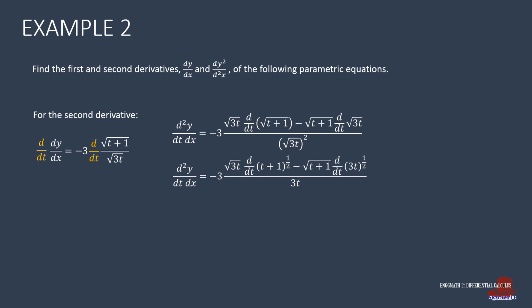Now we have negative 3 of the root of 3t times the derivative of the quantity t plus 1 raised to 1/2 minus the root of t plus 1 times the derivative of 3t raised to 1/2, and everything is divided by 3t.